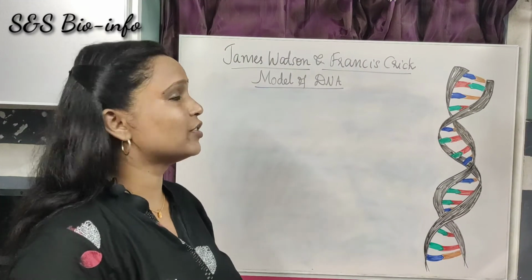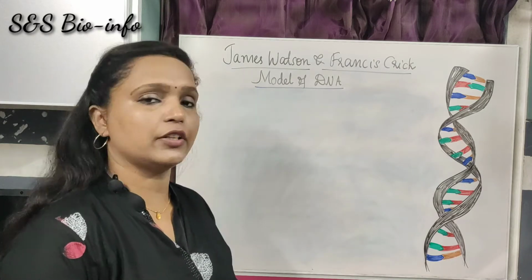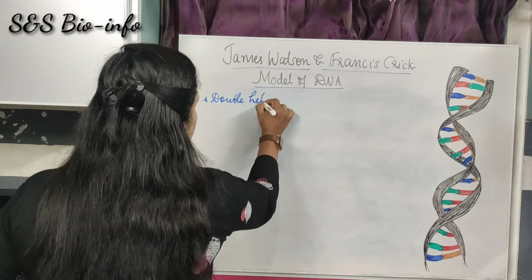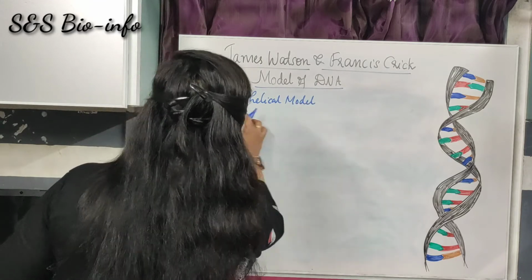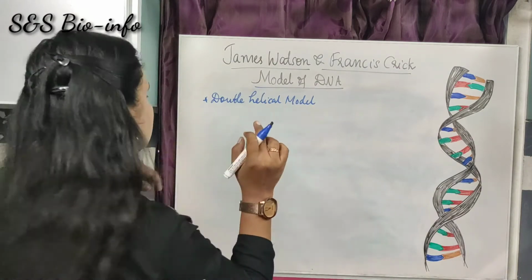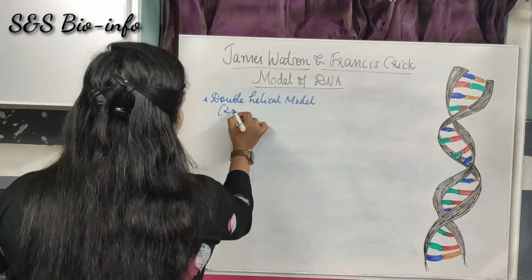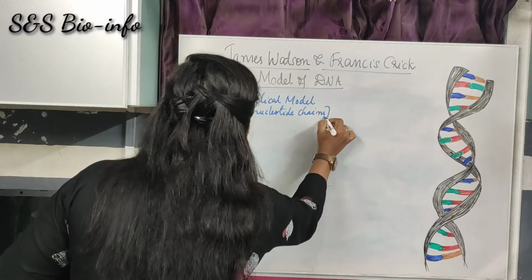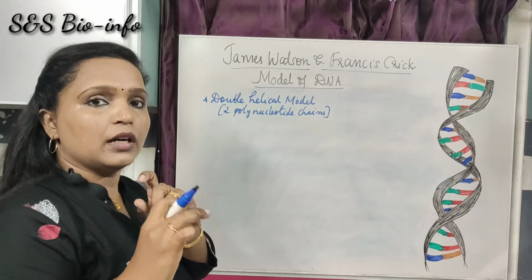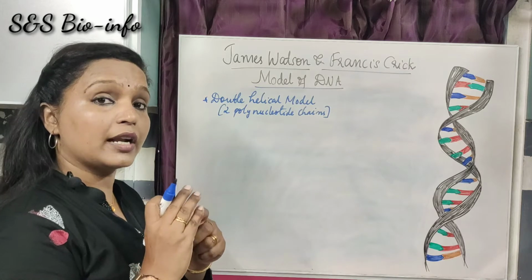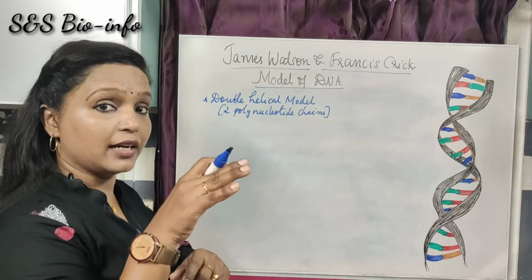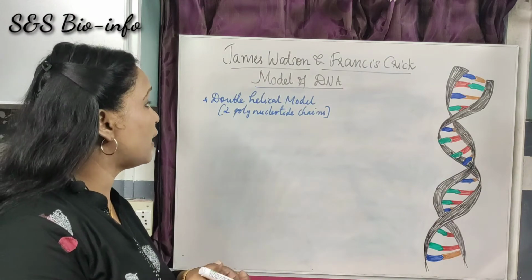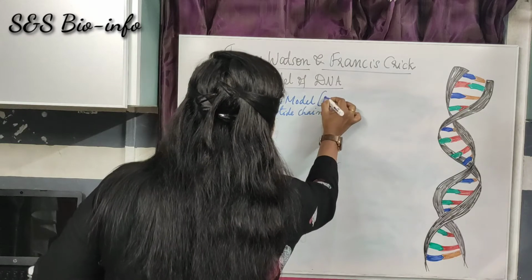Now let's study the salient features of DNA which was proposed by James Watson and Francis Crick. They proposed a double helical model of DNA. Here double helical means this DNA has two strands. That means two polynucleotide chains which are arranged in a specific manner. Imagine a spiral stair, how it is oriented in a right-handed fashion, how it is twisted in a right-handed manner. Similarly, the two strands of DNA are arranged in a right-handed fashion. So it is a right-handed helix.